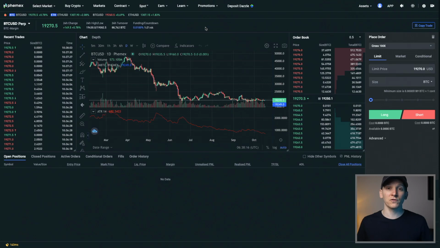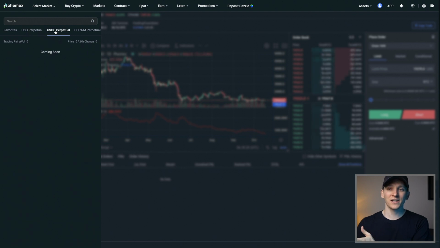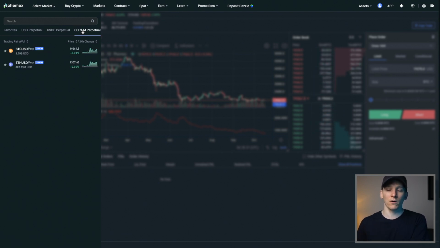Phemex allow you to fund your positions in two ways. The first is through USD, which you saw me transfer in. The second is through coin margin. If you come up to the top right here of the trading screen and then come to which pair that you want to trade, you can see USD perpetual is the main one. You can actually have USDC perpetual as well, but that's coming soon. There aren't any for the time being. There's also coin margin. Coin margin is when you actually use the cryptocurrency to fund your positions. You can see there's only two allowed right now, which is Bitcoin and Ethereum. So let's say you want to take a long position in Bitcoin.